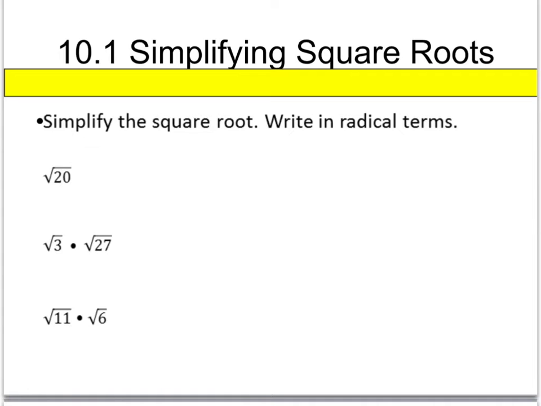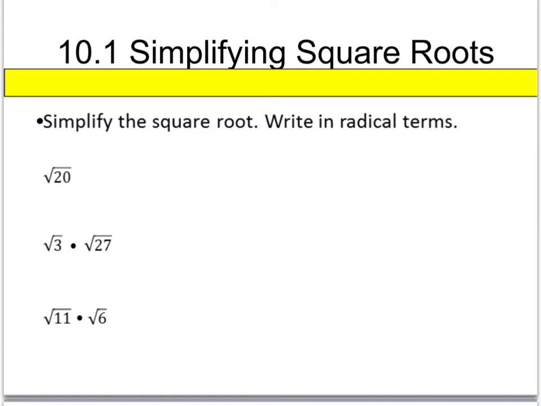Awesome. Okay, simplifying the square root, writing in radical terms. When I write in radical terms, I'm basically factoring. I'm basically factoring the number underneath that radical symbol. I'm basically factoring that radicand into perfect squares.